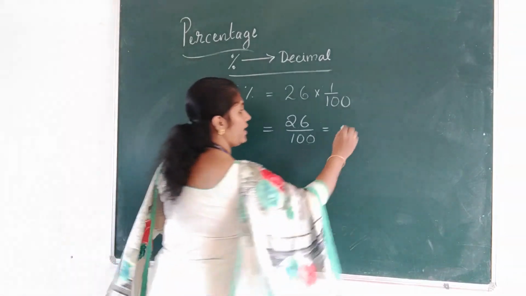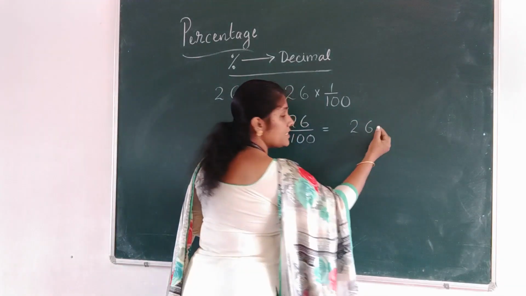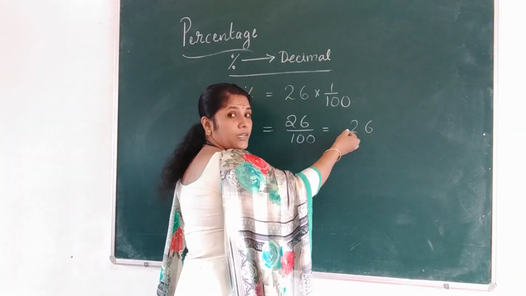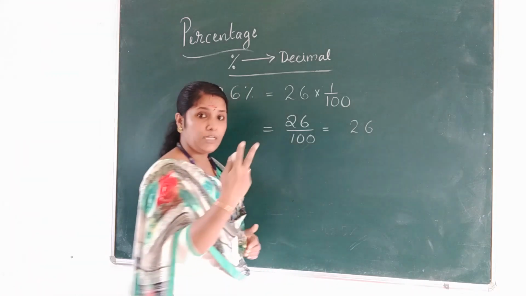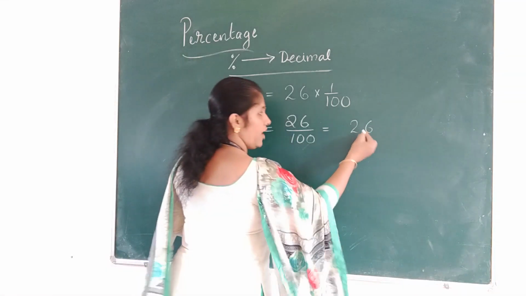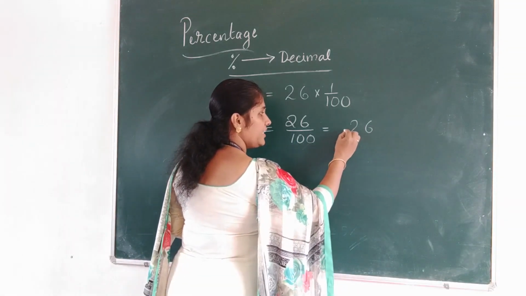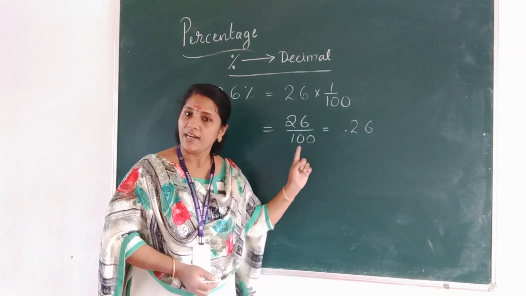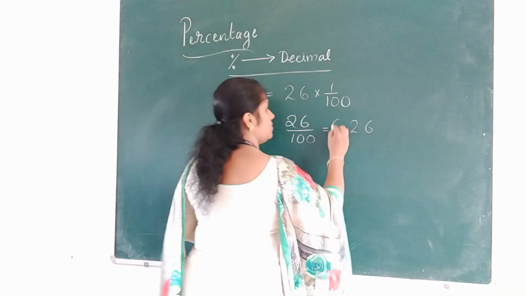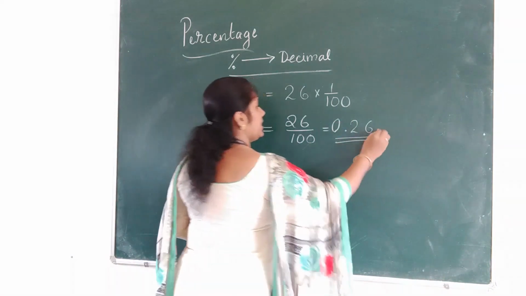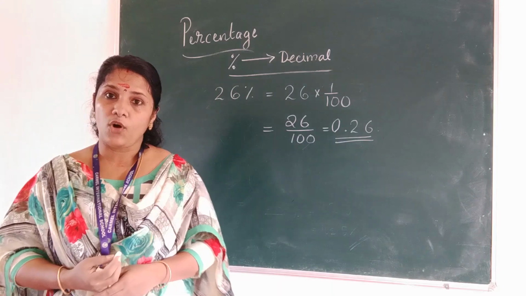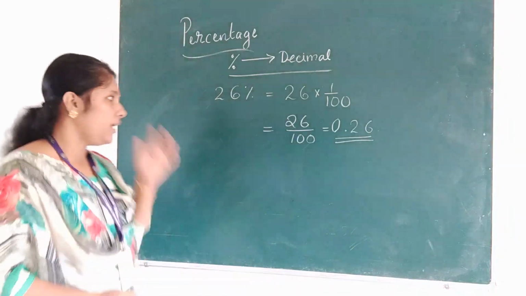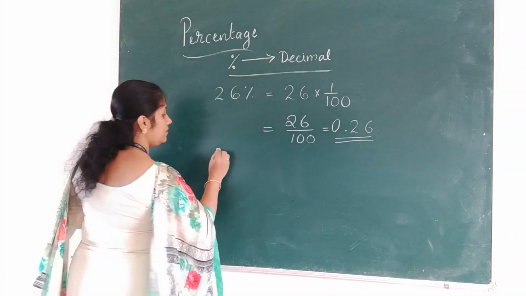So we can write like, starting from one's place, moving towards the left side by 2 jumps. 1, 2. Why are there 2 jumps? Because 2 zeros are in the denominator. Therefore, the decimal form is 0.26.